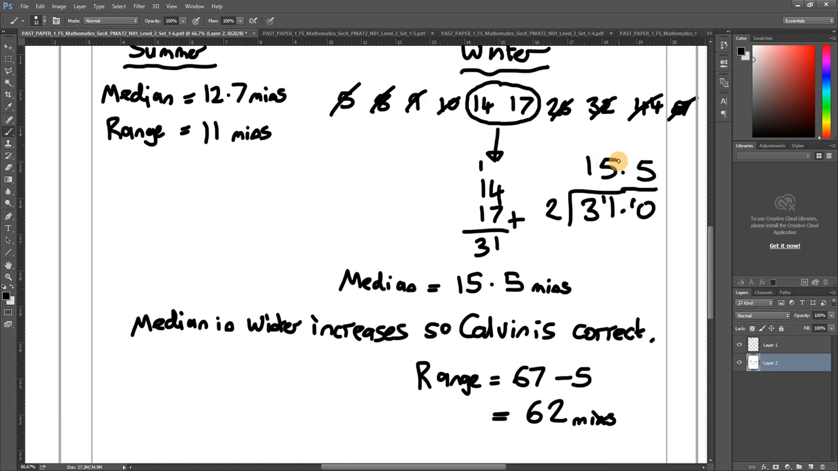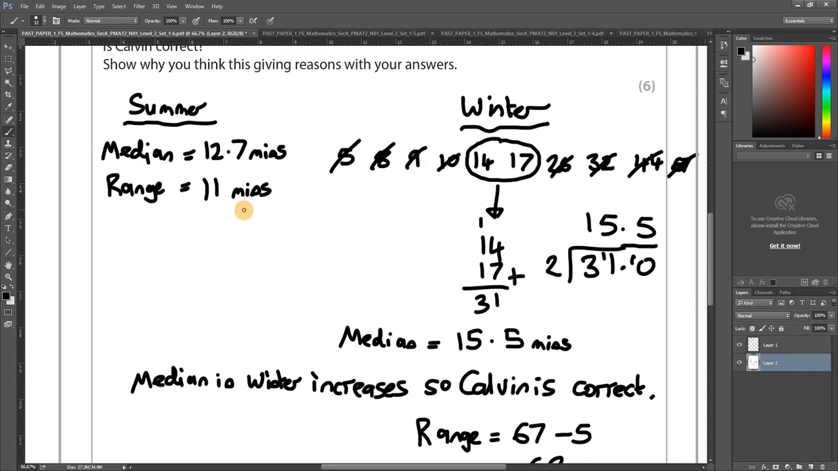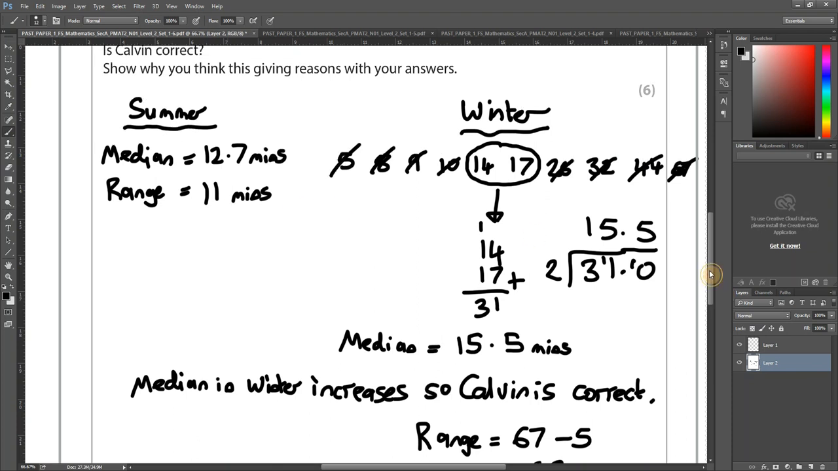Whereas, can you see for the summer? Let me just move the screen up. For the summer, the range was very small compared to the winter. So the range was only 11 minutes for the summer. So that means all the data is very compact, it's all in one place, so the data is less spread out, so it would be more consistent for the summer. So think of it like this: less means more, more means less. It's a little bit confusing, but think of it as the spread of the data. That's how you should think of it.